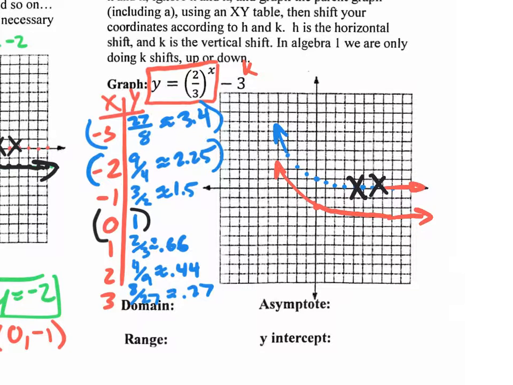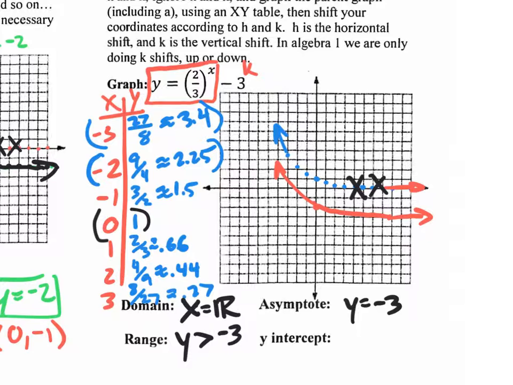And then you could state all that you can about that red graph. That's a decay function. The domain is all real numbers. The asymptote is y equals -3. The range is your y values that are above or below the asymptote. What is it? It's y greater than -3. It's above the -3 value.